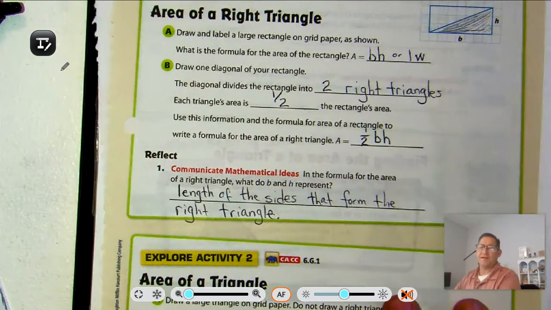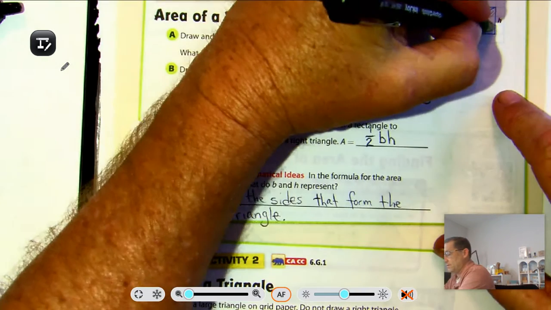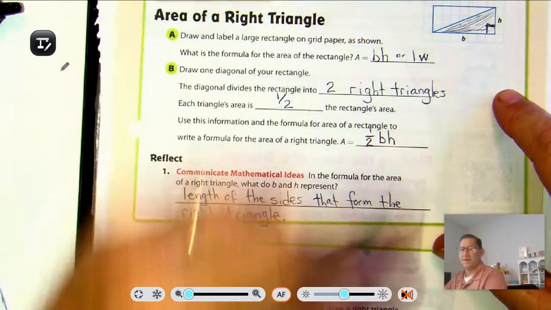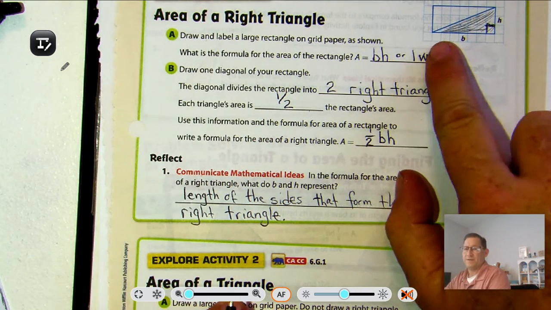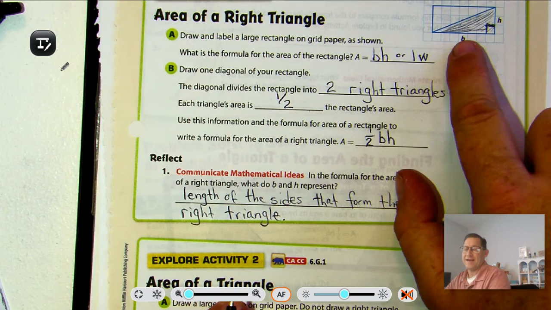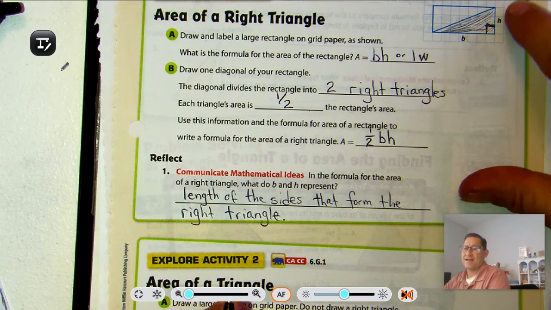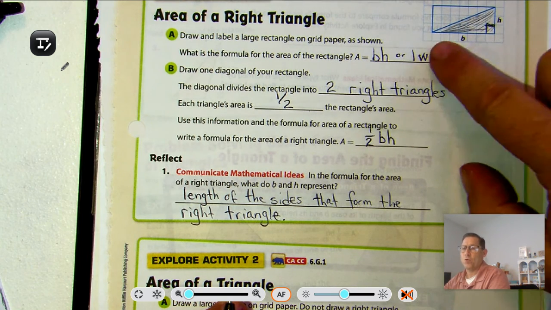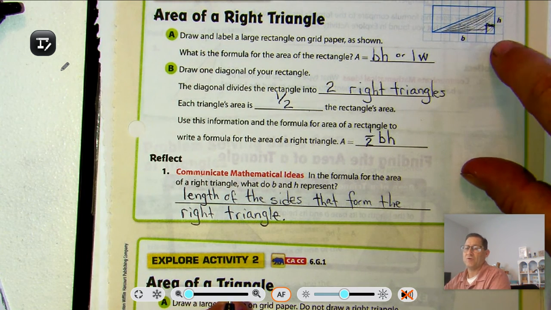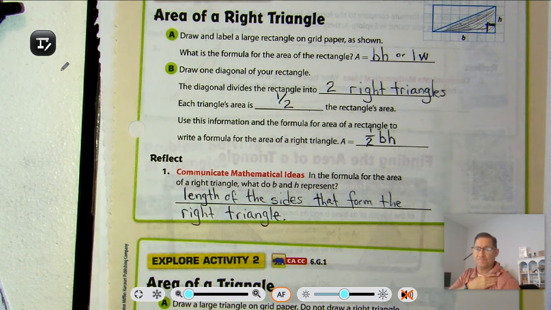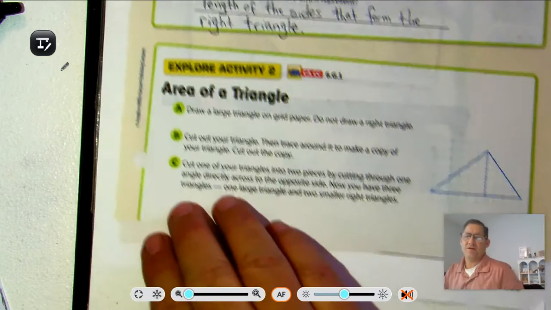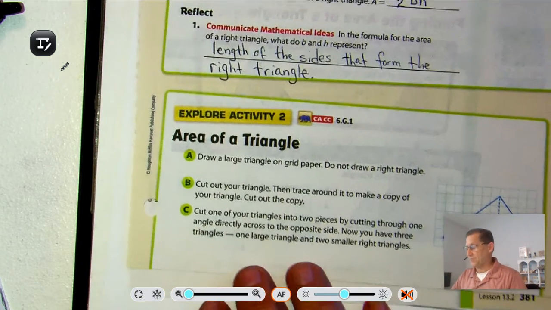Okay, so what are the two sides that form the right angle? Well, that's right here, right? So the base, that's the length of the base, is one side, and the height is the other side that form the right angle of the right triangle. All right, so now activity 2.